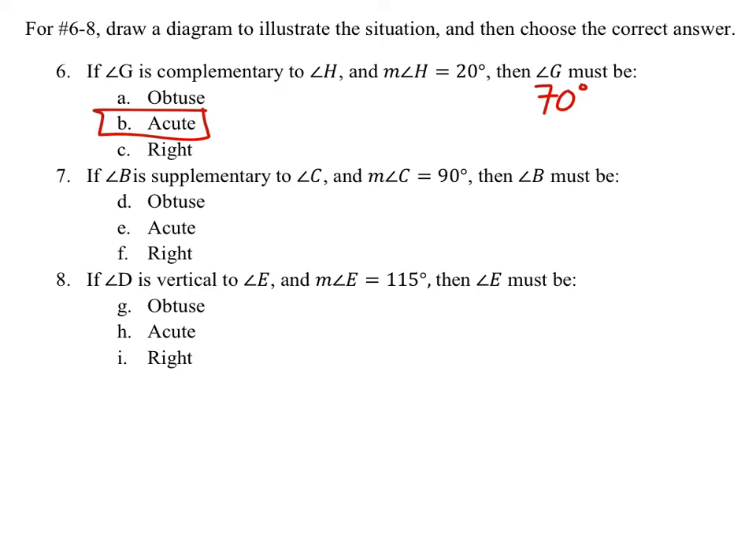If angle B is supplementary to angle C, which is 180 degrees, and angle C is 90 degrees, then B also must be 90 degrees, which is a right angle. If angle D is vertical to angle E, then they're the same, and angle E is 150 degrees, then angle M must be obtuse.